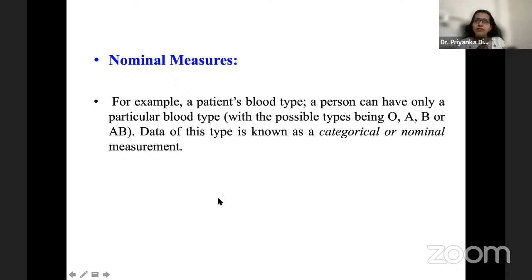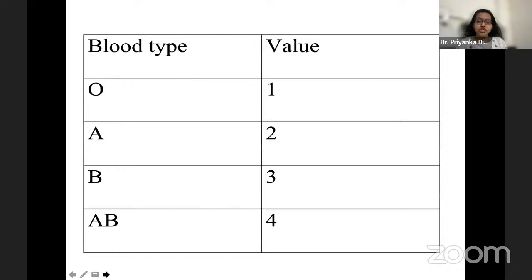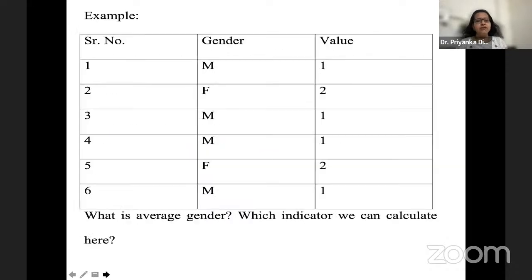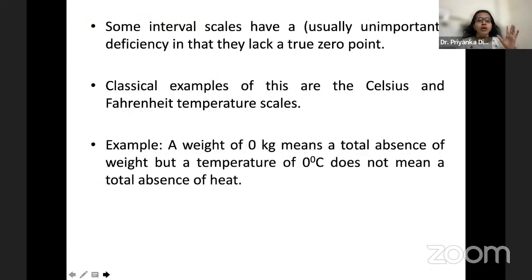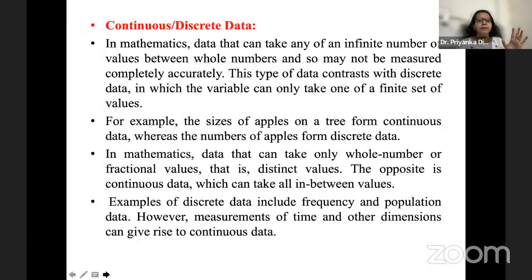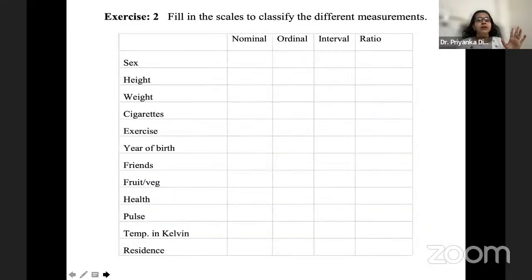Okay, so now when we are going to discuss the different measures of central tendency, you have to be very careful. You have to first identify the type of variable, whether the variable is continuous or scale, and then we can choose the appropriate statistics.